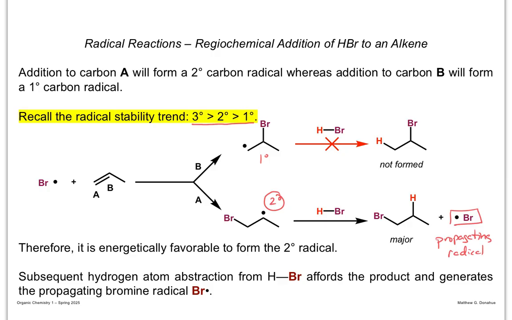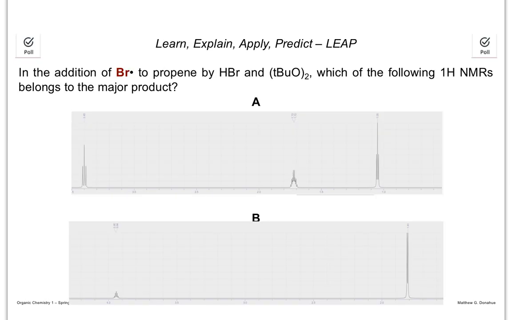Any questions? So, the addition of the bromine radical to propene by HBr and tert-butyl peroxide, which of the following proton NMRs belongs to the major product? So the answer is A.